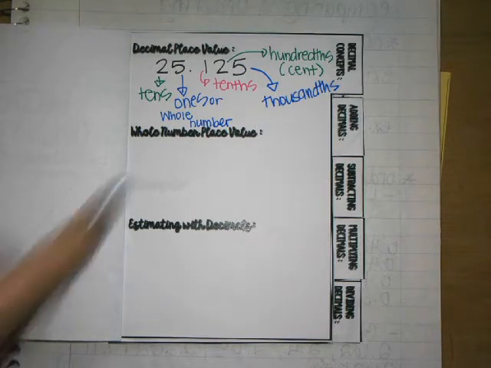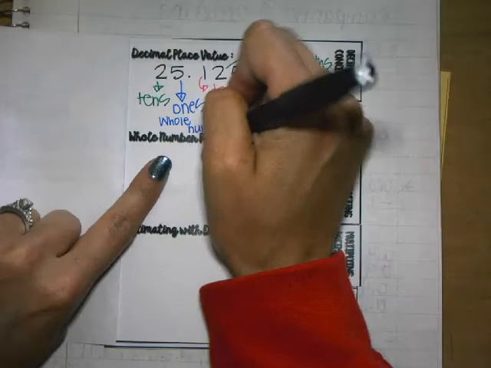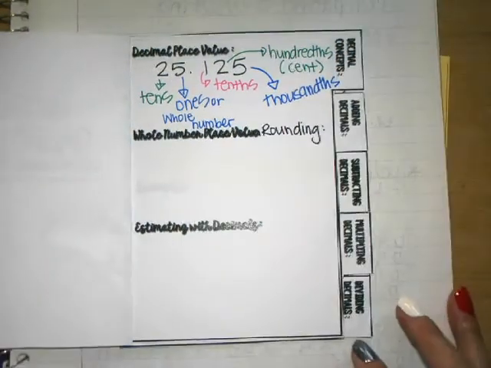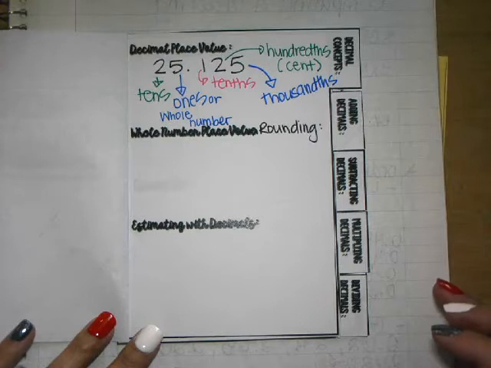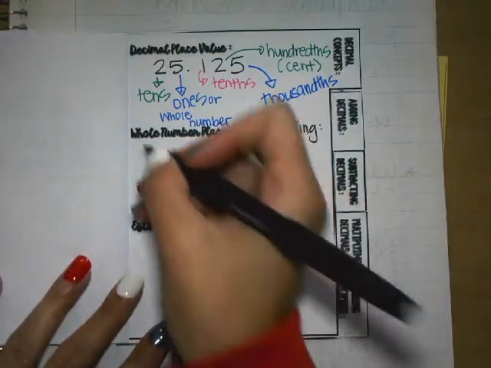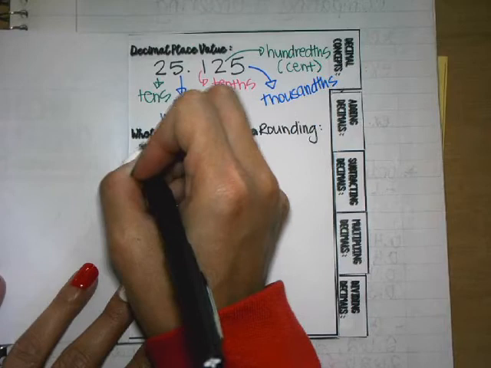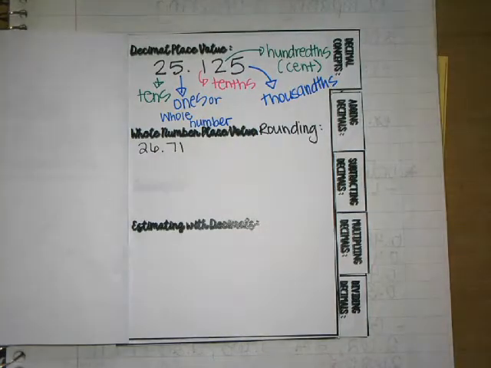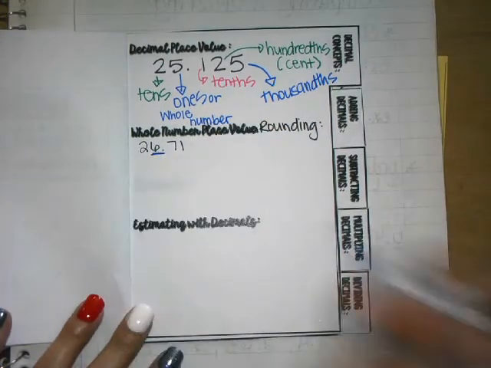All right, let's do a couple of rounding questions. We're going to do whole number. I'm going to just scratch this place value out and write rounding. We're going to do some whole number rounding. If I want you to round to the nearest whole number, okay, let's do 26.71 or 26 and 71 hundredths. If I want to round to the nearest whole number, that means I don't want a decimal in my answer. Is that understood?